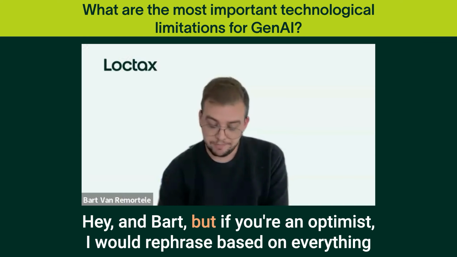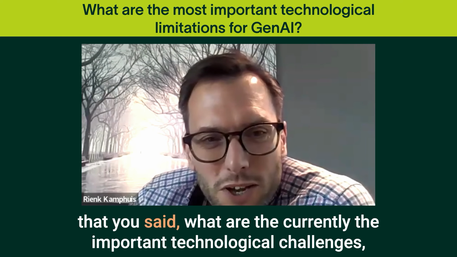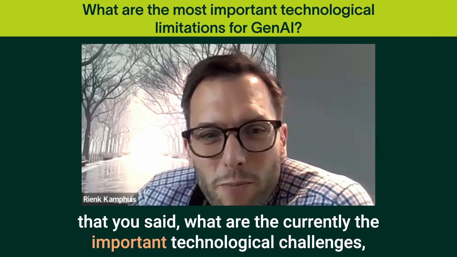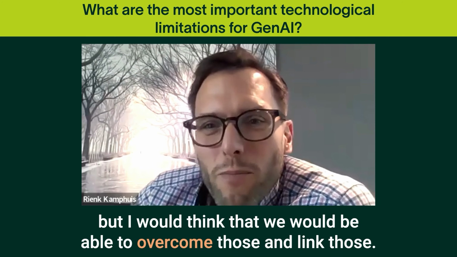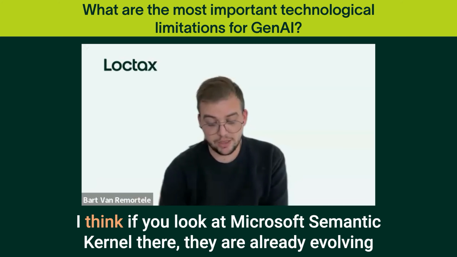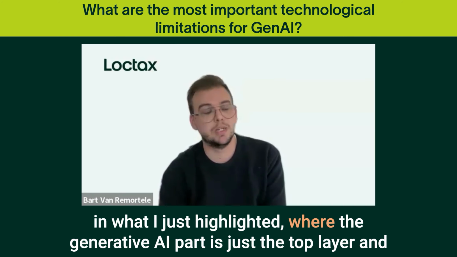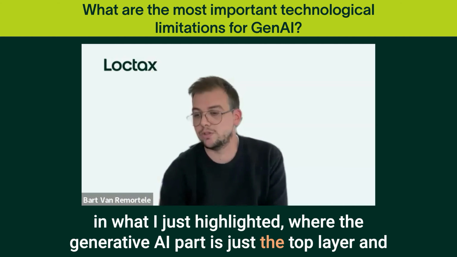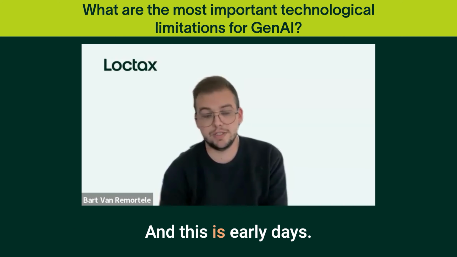Hey, Bart, but if you're an optimist, I would rephrase based on everything that you said: what are currently the important technological challenges? But I would think that we would be able to overcome those and link those. Would you see it the same way? Of course. I think if you look at Microsoft's Semantic Kernel, they are already evolving in what I just highlighted, where the generative AI part is just the top layer and it integrates with multiple systems, APIs, you name it, machine learning models. And this is early days.